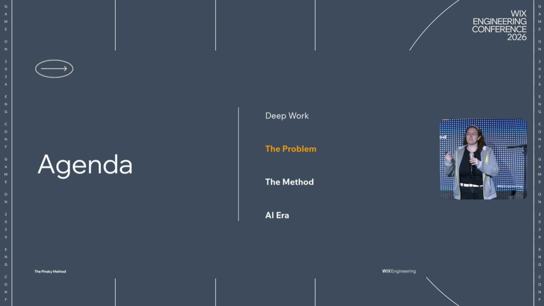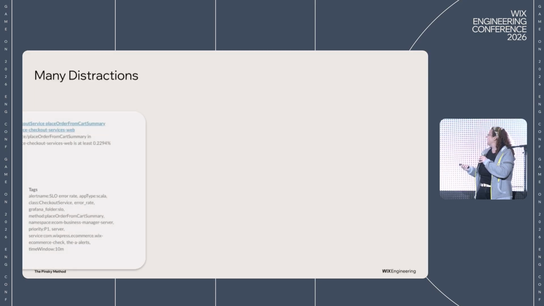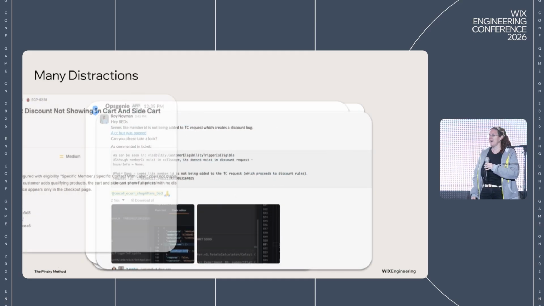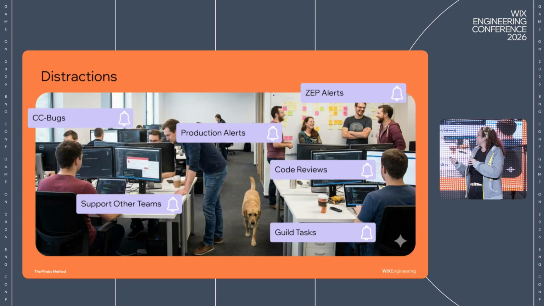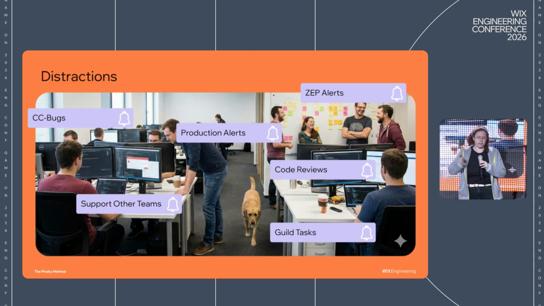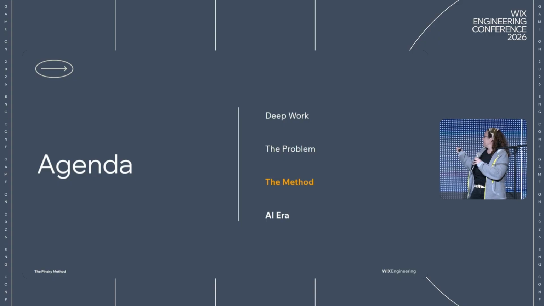So now, why can't we get more deep work done in our day-to-day life? What's disturbing us? I don't know what's disturbing you, but this is what's disturbing me. I sit down and then I get all those notifications all day, and it can be CC bugs and production alerts, and other teams want me to support them, and someone asking for a code review, and there are all kind of tasks coming in from the guild. So lots and lots of noise during the day that's disturbing me to actually concentrate and work on the tasks I need to do. And in order to solve that, we came up with this method.